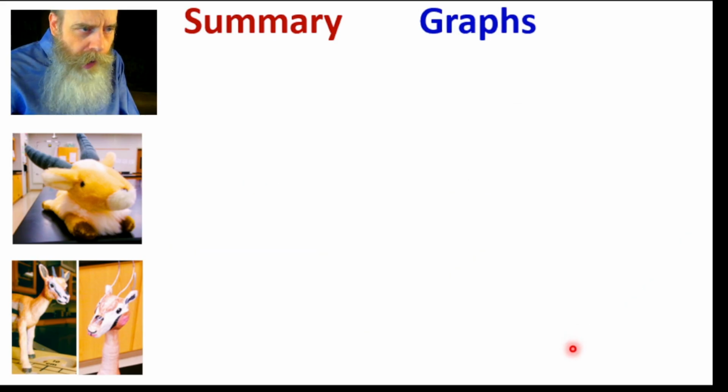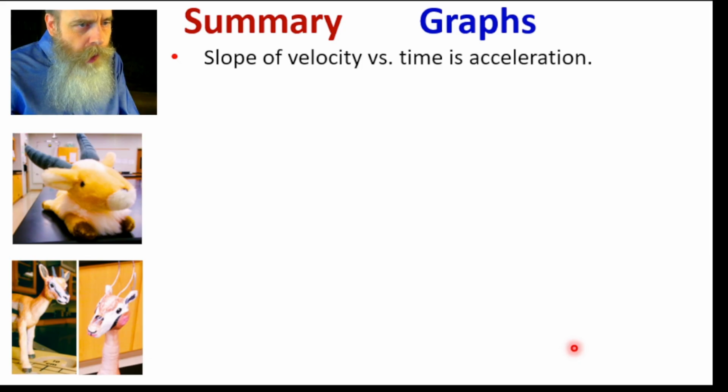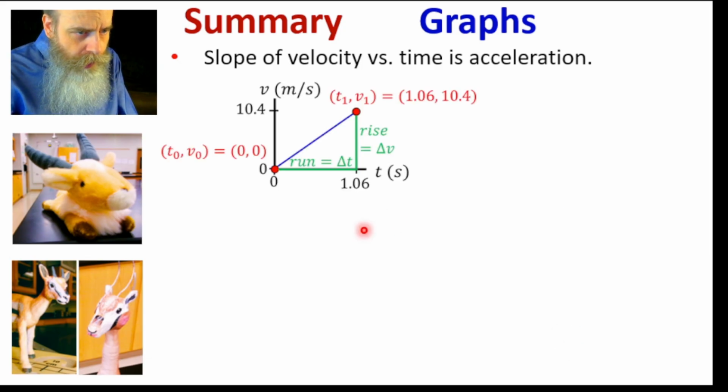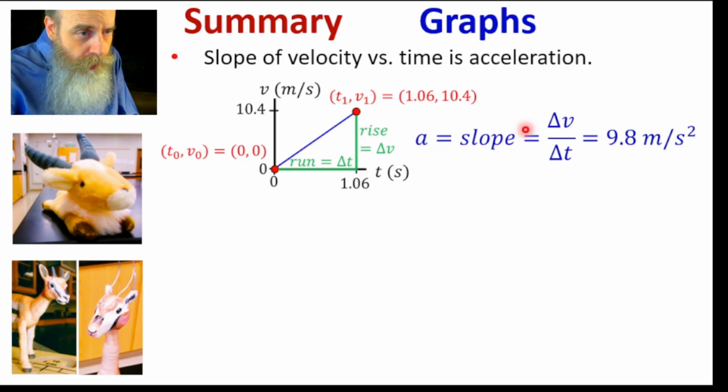Here's some more about the graphs. The slope of velocity versus time is acceleration. So this is the velocity that we calculated for Giselle, assuming that there is no air resistance. And if you take the slope of that graph, slope is rise over run, we get 9.8 meters per second squared. That's the acceleration due to gravity.